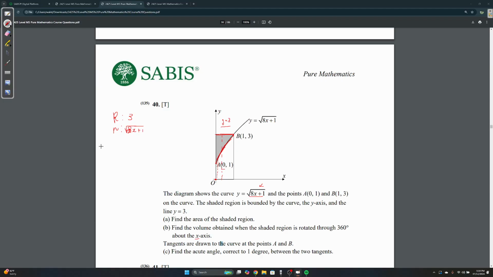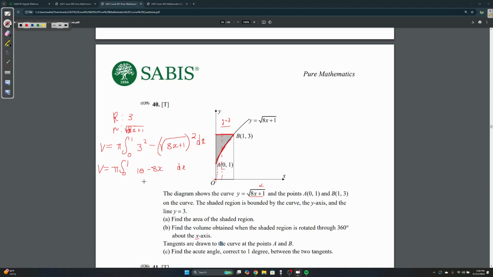Washer method, so it's going to be pi integral from 0 to 1, because we're going from 0 to 1, right? Big R squared minus small r squared, so 3 squared minus small r squared, so root 8x plus 1 squared dx. So it's going to be a bit easier. So pi integral from 0 to 1, 9 minus 8x plus 1 dx. We can simplify, combine like terms. 9 plus 1 is going to be 10. So 10 minus 8x dx.